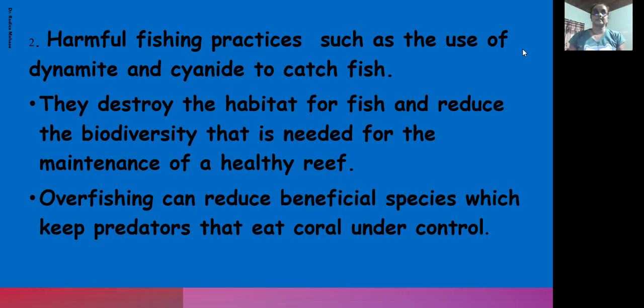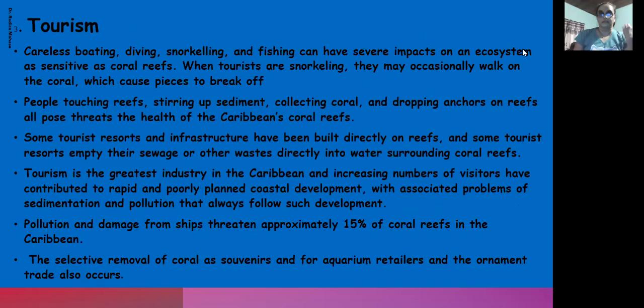In some cases, it just affects the whole ecosystem and the biodiversity that is needed to maintain a healthy reef. Okay, think about it. If you put a piece of dynamite in the sea and you blow it up with the hope that the fishes would come up or you'd catch the fishes, you are damaging what is there. And that is a direct damage to the reef. So we have to be very careful about that.